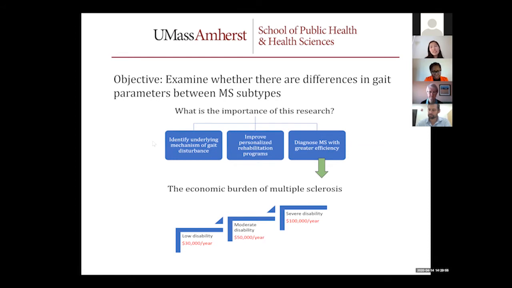And this is significant because it will help us understand the underlying mechanisms, improve rehab programs, and diagnose MS with greater efficiency. This is essential because we want to stabilize patients at a lower level of disability to reduce their economic burden and increase their quality of life.